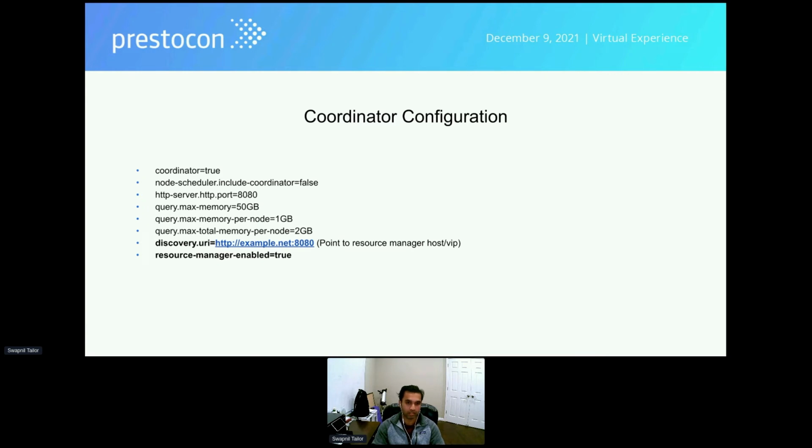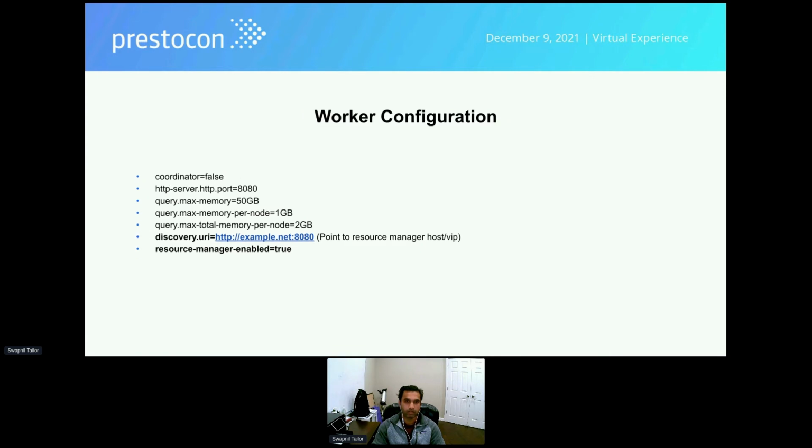can return the cluster level information to the client, like running queries or queued queries in the cluster, how much memory is being utilized, and all. Similar to the coordinator config, the worker config also needs the discovery URI update and the resource manager enabled flag, for the same reason mentioned before.